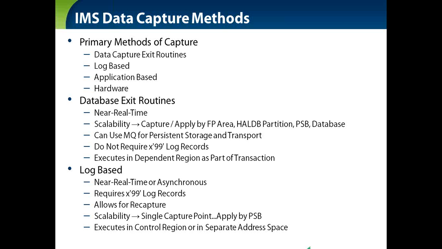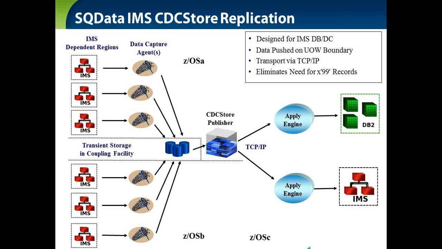This slide is a picture of high-performance IMS replication, and again, the tool you pick should have more than one method of replicating IMS specifically. In this case, we're using data capture. We store the transient transactions in a coupling facility log stream, or 2 or 3, or in one case, 8, depending on the volume and the degree of parallelism you're looking for. It goes to a CDC store publisher that publishes changes downstream to the apply engines that end up in the target.